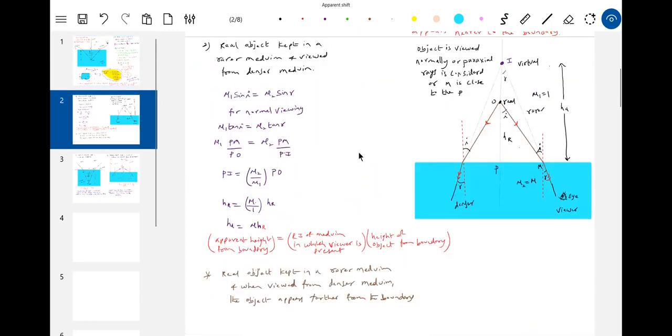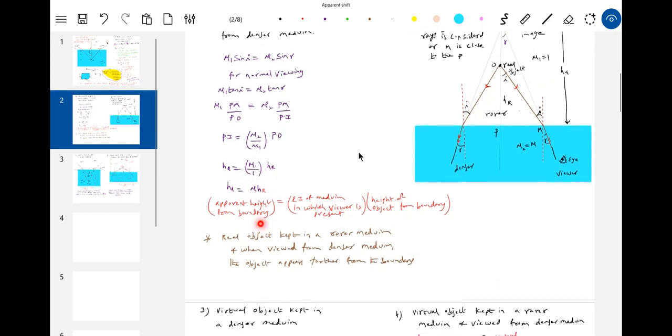Next condition. Real object kept in a rarer medium and then viewed from denser medium. The refracted rays again diverge from a point, so this must be a virtual image, and this is a real object. See, the refracted rays diverge from a point. Though the object is here, it will appear farther away from the boundary. And we have this particular formula. You have to remember. This is for real object.